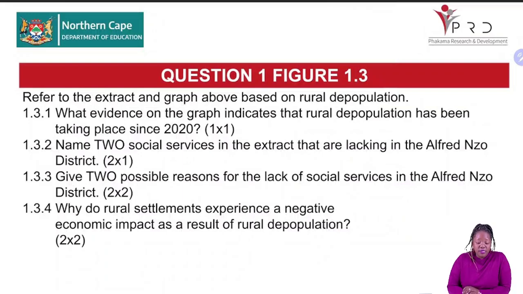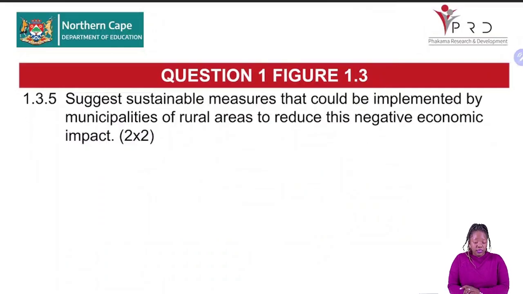With the hope that we are all done, let us proceed to question 1.3.5, where it says: suggest sustainable measures that could be implemented by the municipality in the rural areas to reduce this negative economic impact. 2 times 2, so I'm going to give you just 4 minutes, and then after 4 minutes, we will be able to do the corrections.